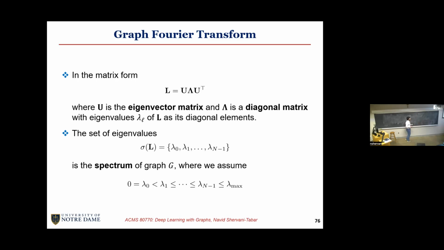And we're assuming that we have sorted these eigenvalues so that by looking at their index, we know which one is larger than the other one. So when we say lambda n minus 1, we always mean that this is either equal to or larger than any lower index lambdas.